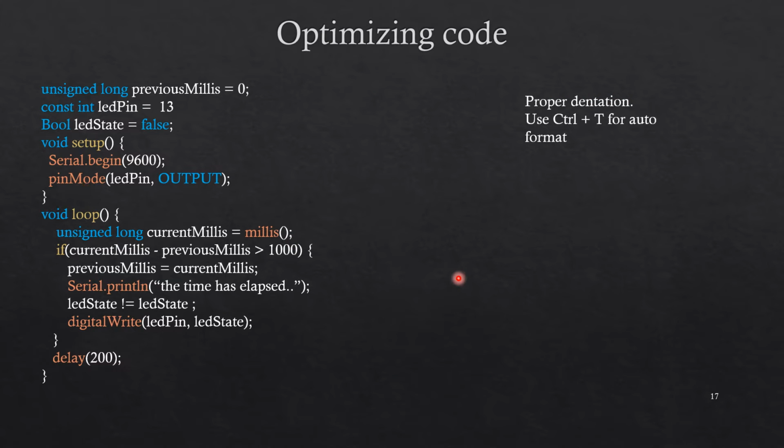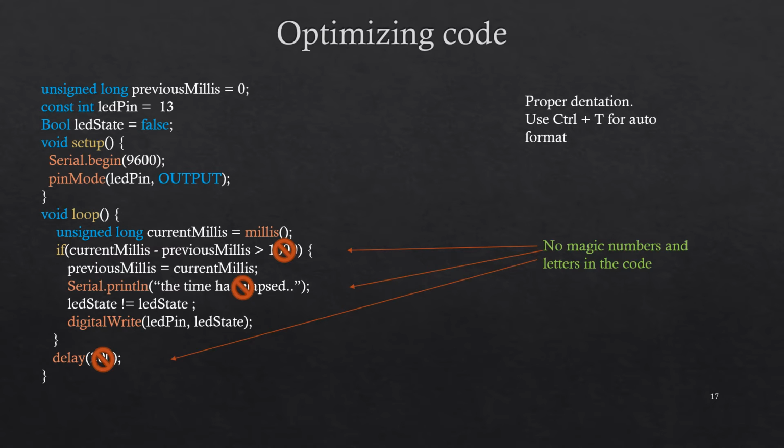Now let's optimize the code. Try to use proper indentation using Ctrl-T for auto format. And if you'd like to format it manually, just add a tab before each statement in a scope. A scope begins from the open brace until the closed brace. In this way it will be easier for you to read.